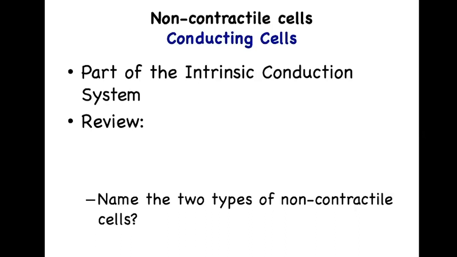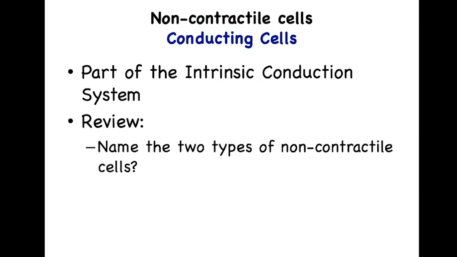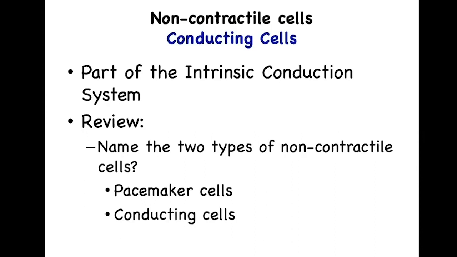Let's do a little review. What are the two types of non-contractile cells? I mentioned the first, and those are the pacemaker cells. The second type of non-contractile cells are just called conducting cells, because their job is to conduct action potentials, just to transmit those action potentials. So you have pacemaker cells and conducting cells.